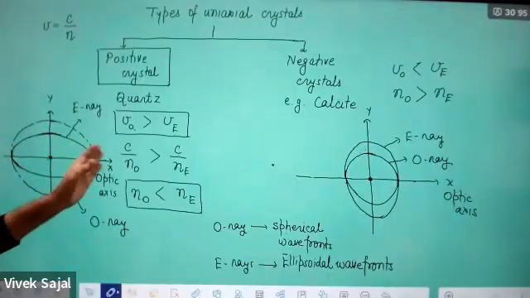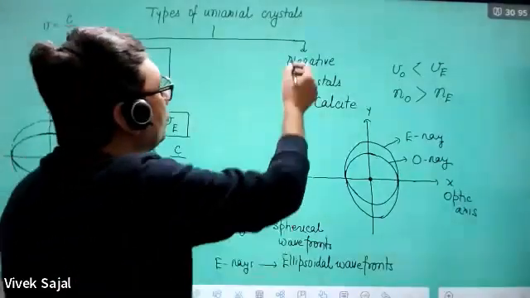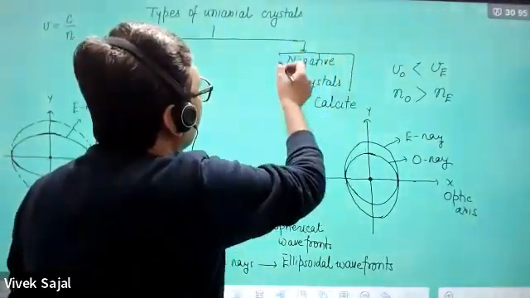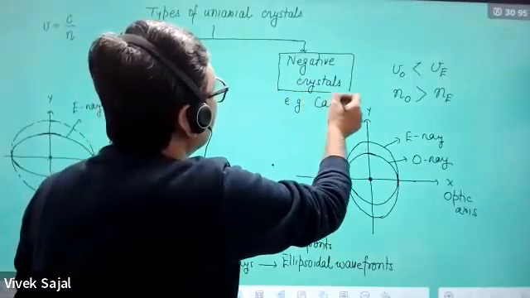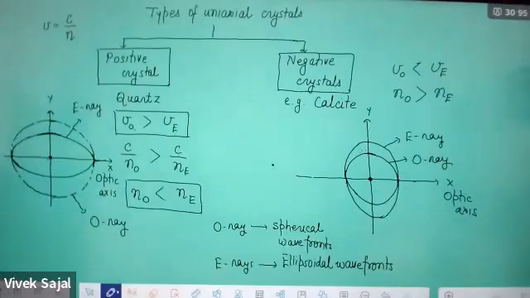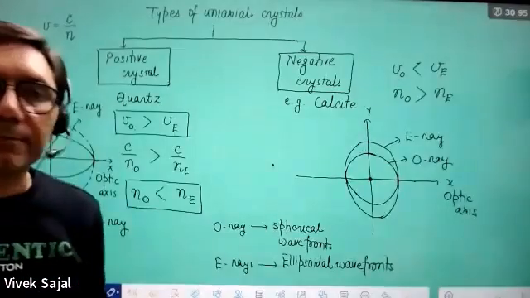So in this way, you can differentiate between these two types of crystals. These doubly refracting crystals are of two types: positive crystals and negative crystals. Is it clear up to this point? Yes, sir. Good. Yes, beta, please.